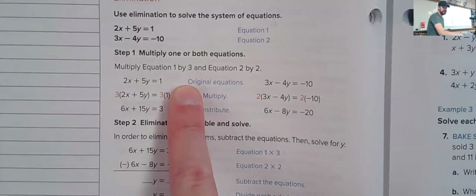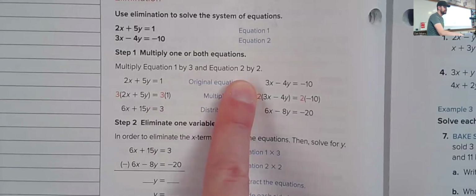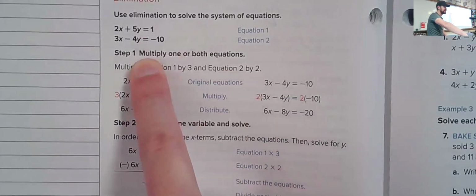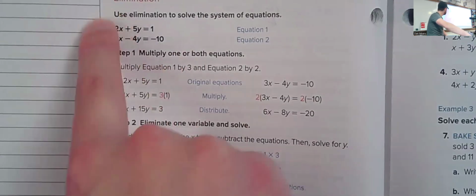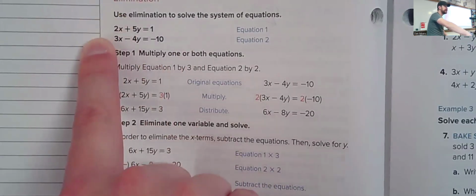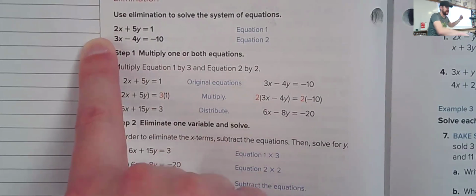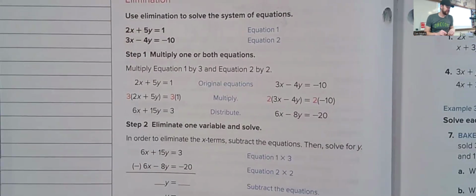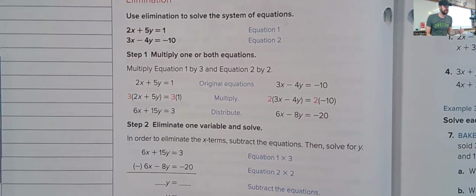Multiply equation 1 by 3, multiply equation 2 by 2. So if you multiply the first equation by 3 and the second one by 2, that will give us a 6 in front of the x's. Don't forget to multiply everything in both equations by those values, though. That is important, but the whole purpose is to get the same number in front of x.